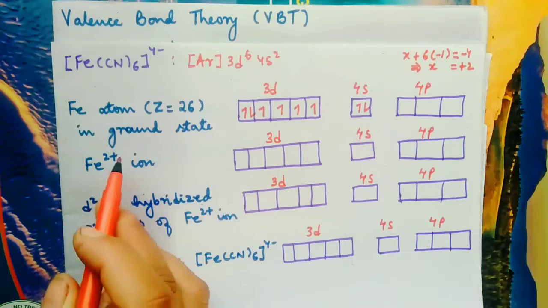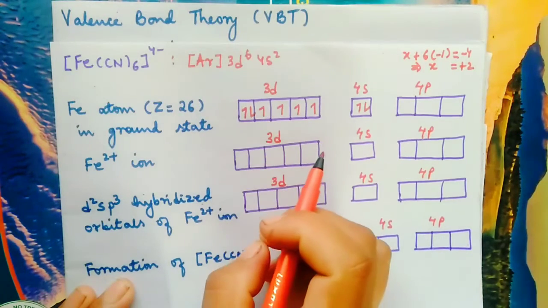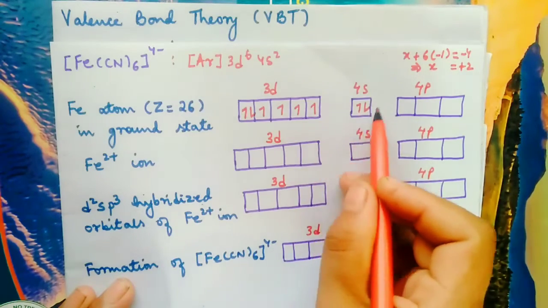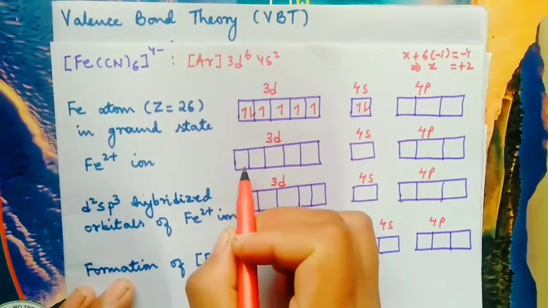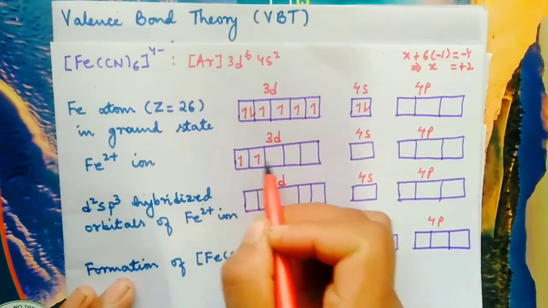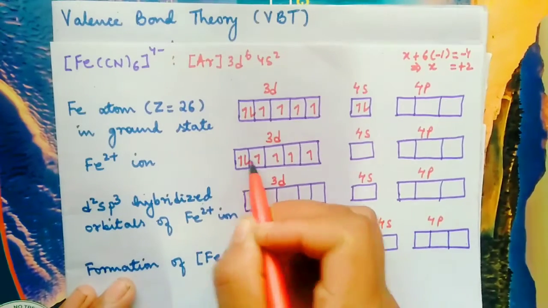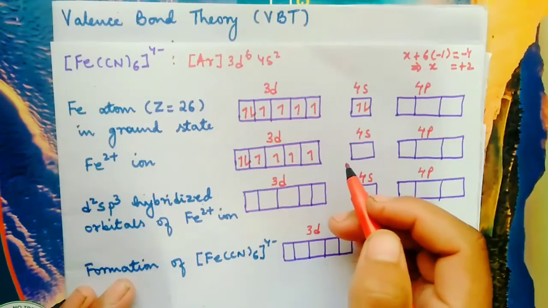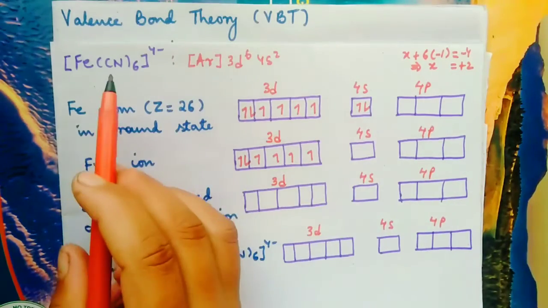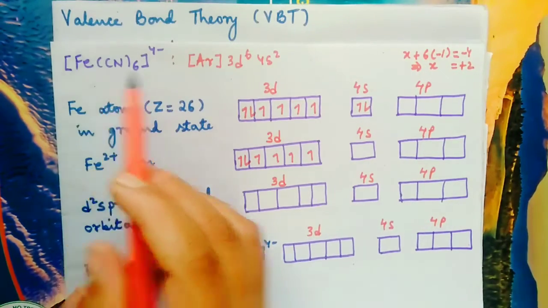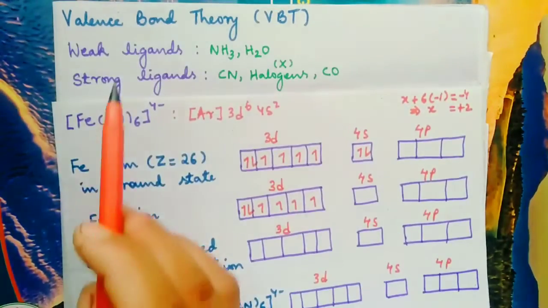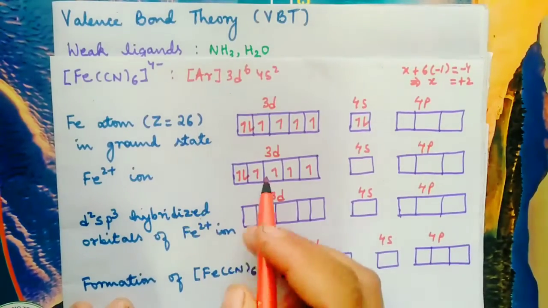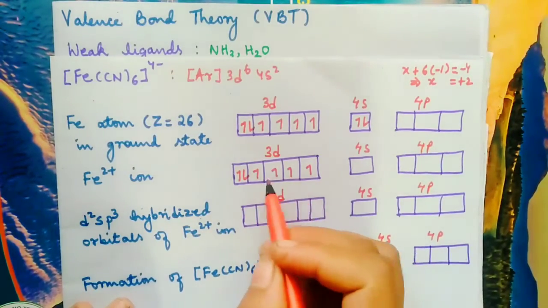So for the +2 ion, what would be the electronic configuration? +2 means you are losing 2 electrons from the s orbital. So here we have only 6 electrons because 2 electrons have been lost from the 4s orbital. Now, this CN is actually a strong ligand. Since it is a strong ligand, it causes these electrons to pair up.